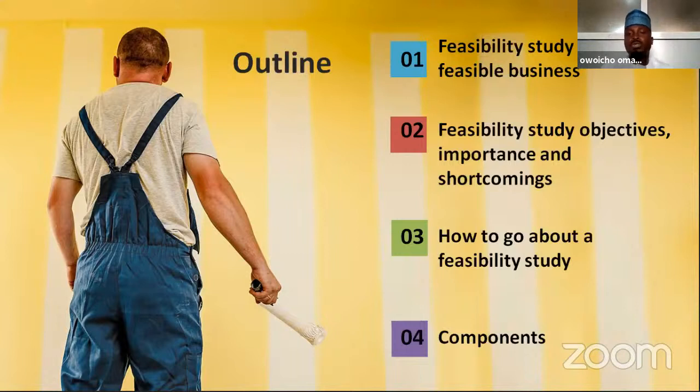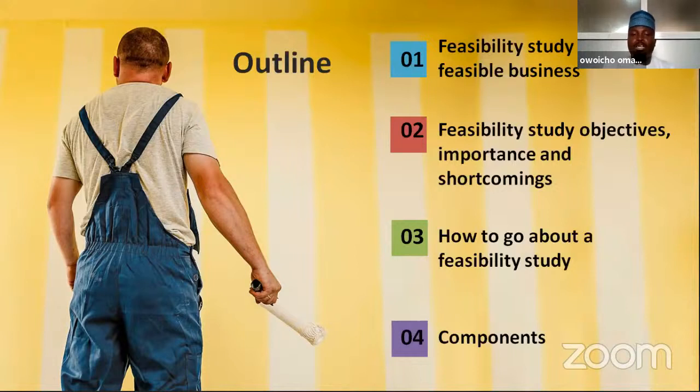Topic 2 is what could be the objective of a feasibility study? Why is it important for you to do a feasibility study? I think that's similar to one of the questions we asked earlier. Then the next thing we'll look at is the shortcomings that we have observed with feasibility study. Then number 3, how do you go about a feasibility study? That's a little more practical. Before you get to the field, what should you note? Just a few things you should note as you are going to the field.